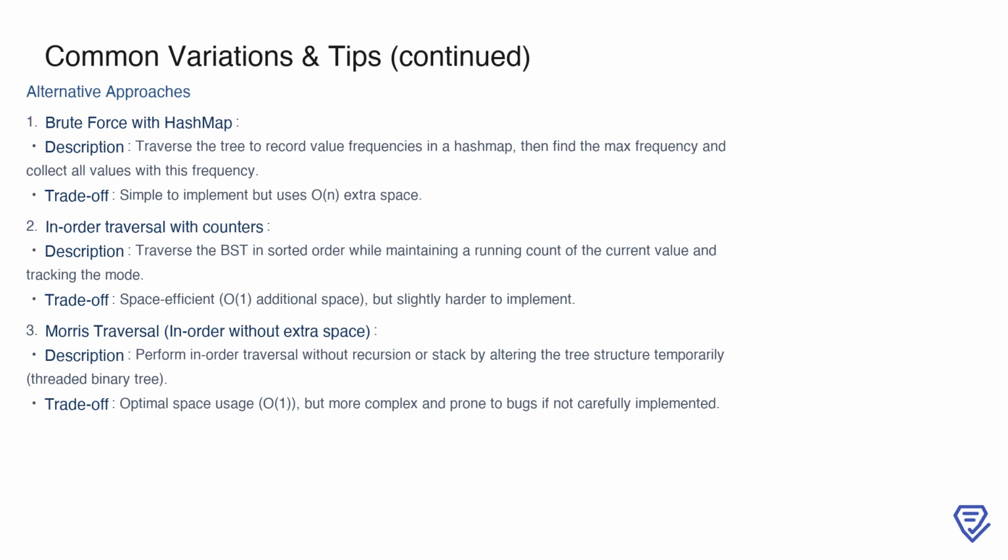A more space-efficient approach is to perform an in-order traversal while maintaining counters for the current value and tracking the mode. This method optimizes space usage to O(1), but the implementation can be slightly more complex. For those looking to push the limits of efficiency, Morris traversal is an advanced technique that performs in-order traversal without recursion or an explicit stack, modifying the tree temporarily into a threaded binary tree. This method achieves constant additional space usage but is more intricate and prone to errors if not implemented carefully.